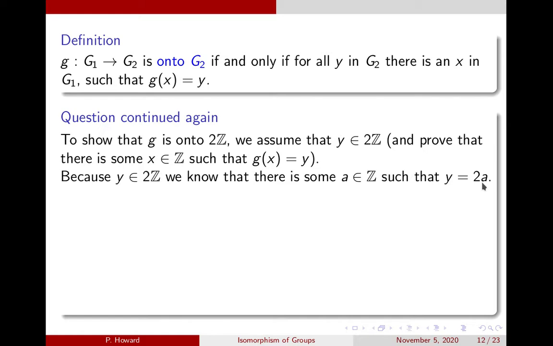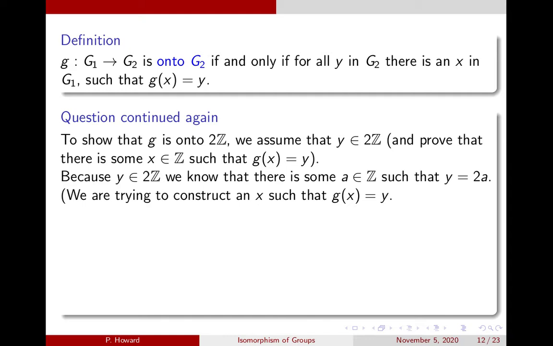And now we are proving that there is some integer x for which g of x equals y. In order to prove there is an object of a certain kind, you ordinarily have to construct that object out of the things you have available. And at this point in our proof, we have two things available. We have the even integer y, and we have the integer a for which y equals 2a. Somehow we have to construct an x out of those two things.